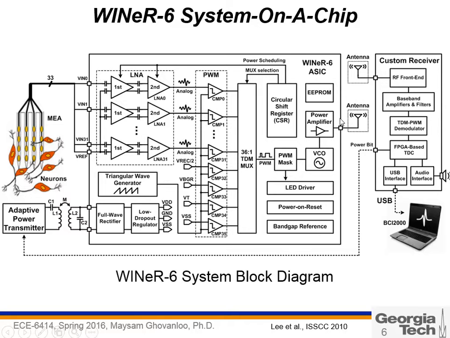amplifier and antenna. On the other side we have a custom designed receiver with an RF front end and its own antenna. It has a down converter, converts the signal to baseband, and then recovers that time division multiplexed pulse width modulated signal and feeds it into a field programmable gate array that converts that pulse width, by measuring the width of the pulse, to a digital output. This block we call a time to digital converter.